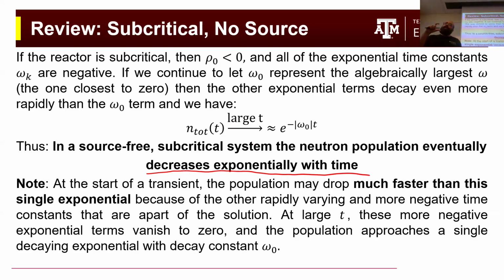And how we deal with that instant part is usually we just assume that there's a prompt jump. If the reactivity insertion is positive, there's going to be a little bit of a prompt jump before we follow our exponential behavior. And if you have a negative reactivity insertion, you're going to have a little prompt drop followed by its corresponding behavior, which in this case would be decreasing exponential.